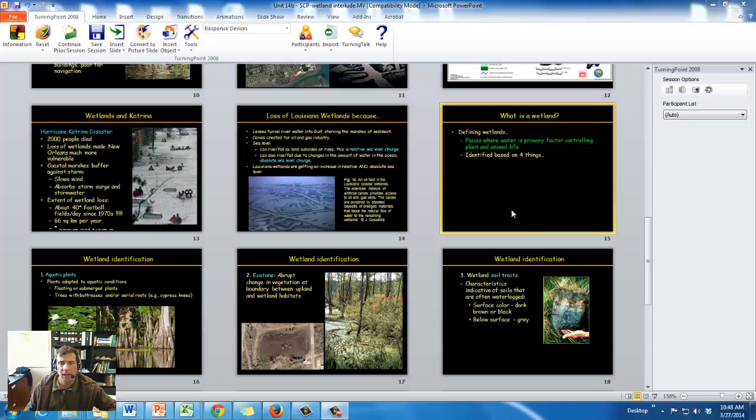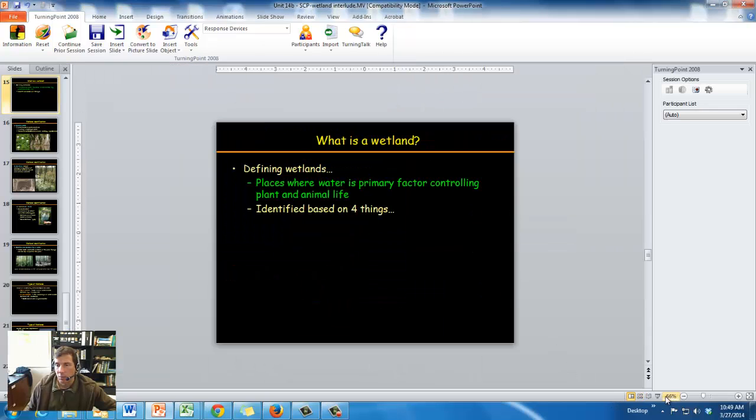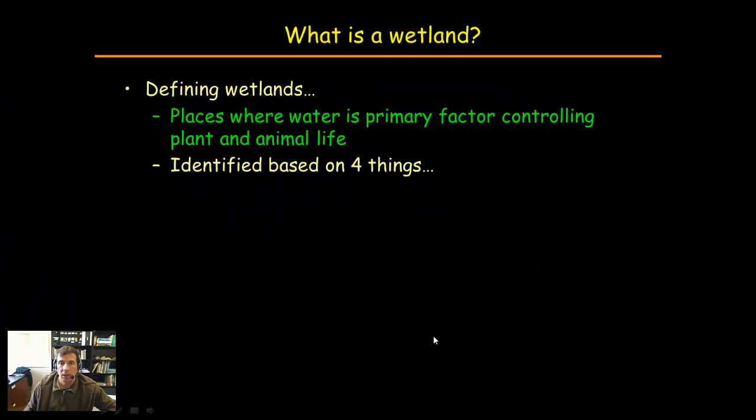So we're going to be looking at a lot of different types of wetlands over the next couple weeks as we explore parts of Alabama, which begs the question, what is a wetland? And that's what we're going to tackle now.